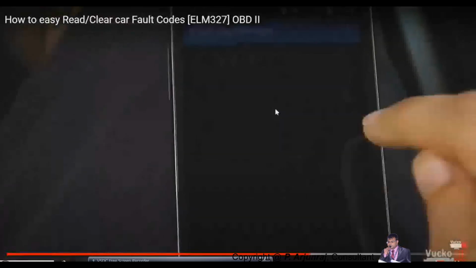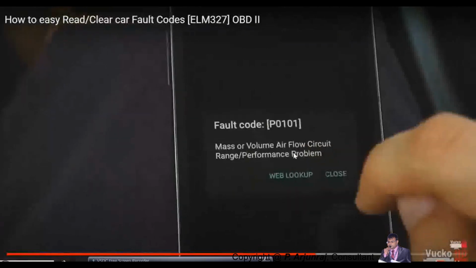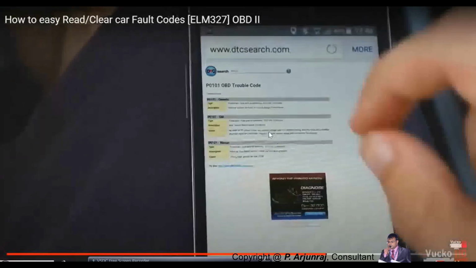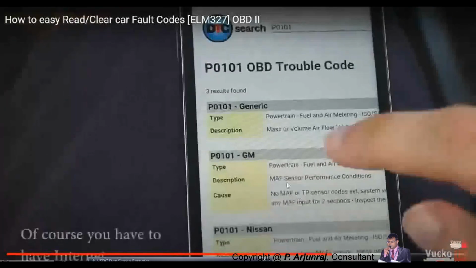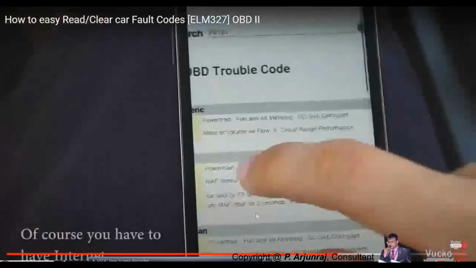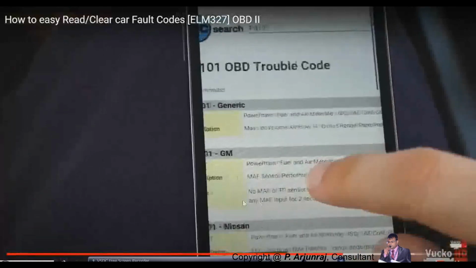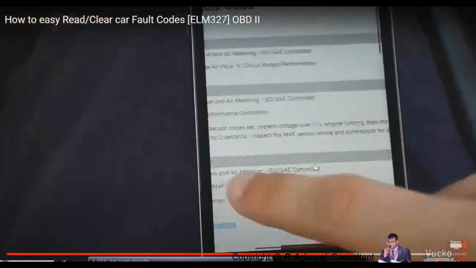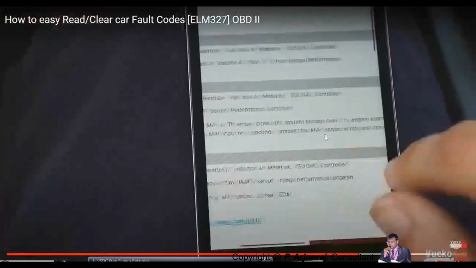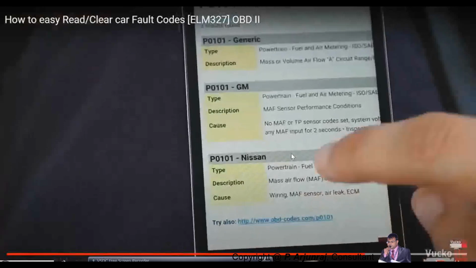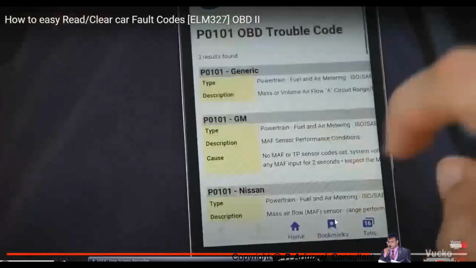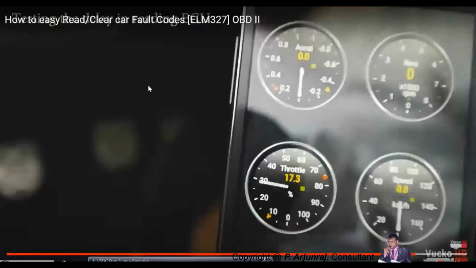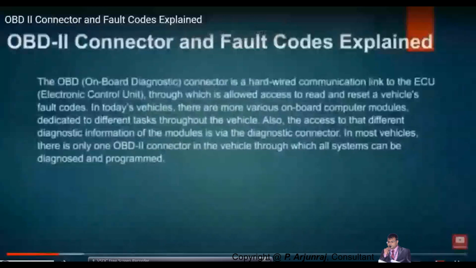See, P0101 is one of them. It stands for mass or volume airflow, which I was showing. This will also help you tell which vehicle it is for different applications. It also gives a solution, such as checking the wiring and checking the connectors for damage. So this gives you an indication with respect to the fault as well. Different fault codes are also explained here.